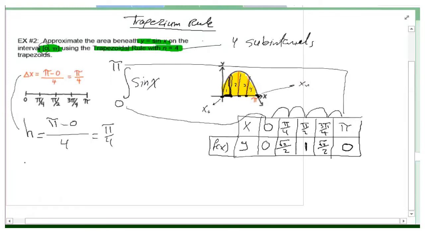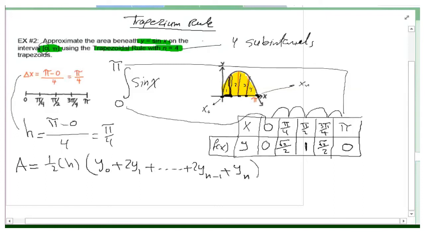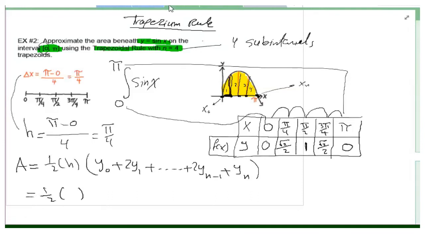Then let's apply the trapezium rule. The rule says that the area below the curve by using the trapezium rule is half the height multiplied by y naught plus twice y1 and so on, till the last term before yn, then plus yn. So it's half delta x, or h, the one that we figured out here.